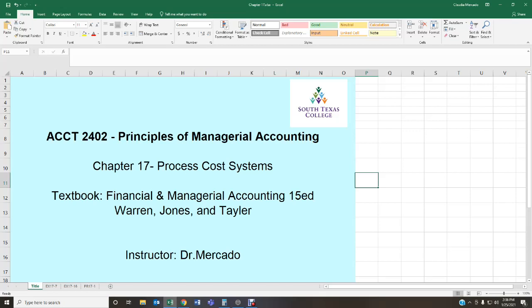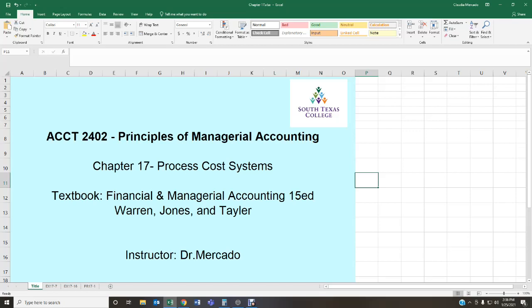Now the next problem that I'm going to be covering deals with the cost of production report. Now this is a super important exercise because you are going to see this on your test. Okay, so we do need to know how to complete a cost of production report.